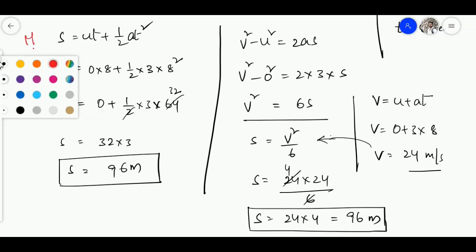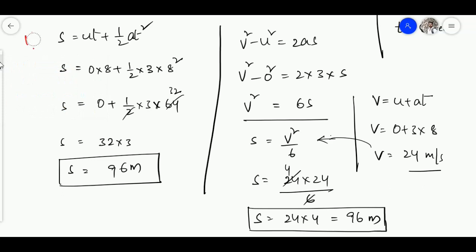So this is method 1, and this is method 2. So if you accidentally choose a wrong equation, that's not an issue. Finally you will end up with the correct answer, but you have to go through some extra calculations.